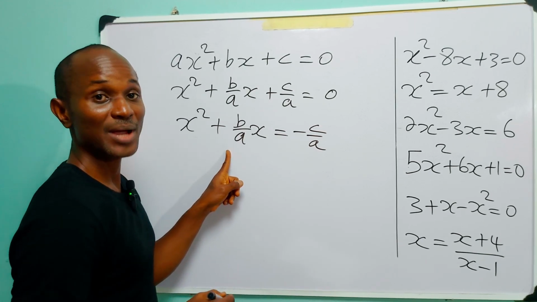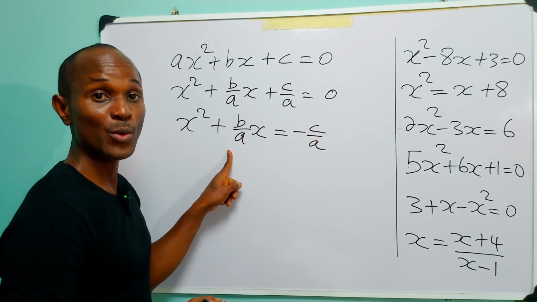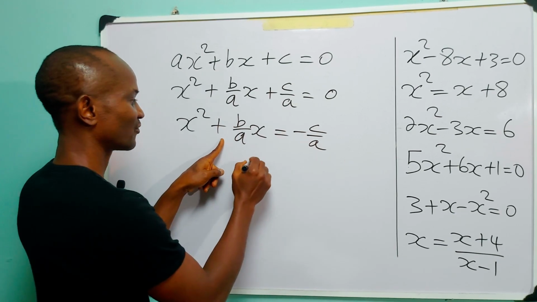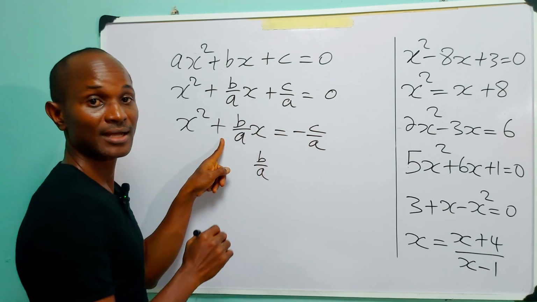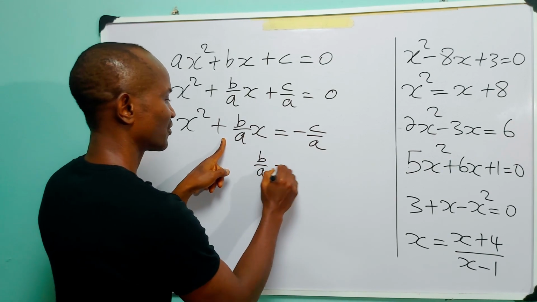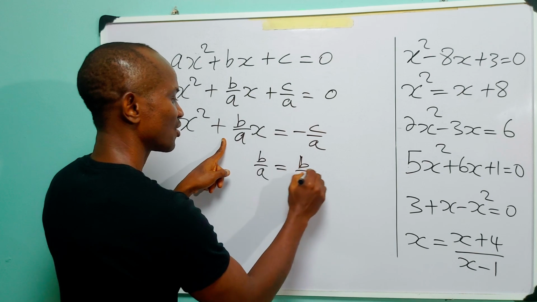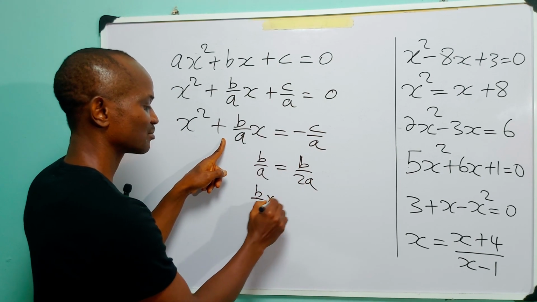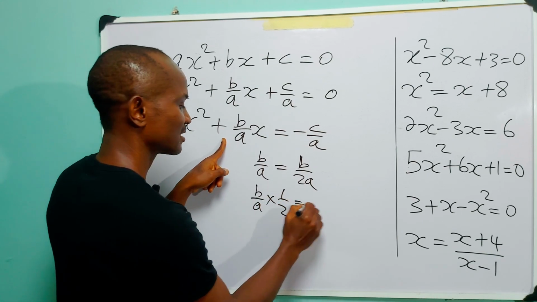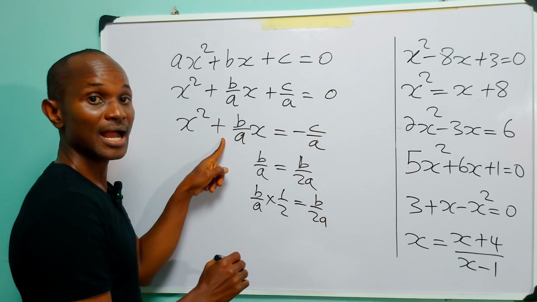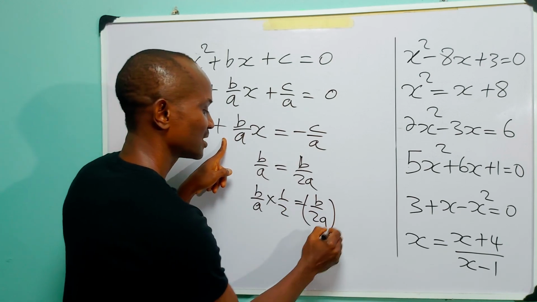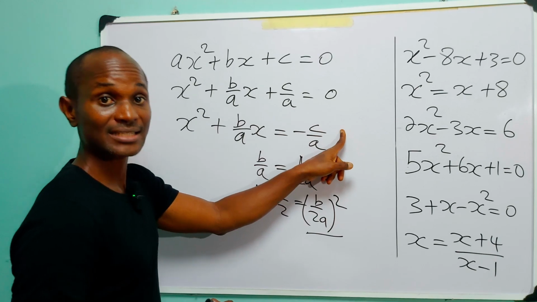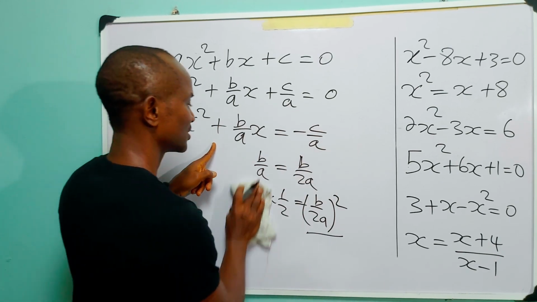Now the next step is to add the square of half the coefficient of x to both sides of this equation. Now what is the coefficient of x? It is b over a. And what is half of it? Half of it is equal to b over 2a, because b over a multiplied by half is equal to b over 2a. And the square of this is the quantity that we will be adding to both the right-hand side and the left-hand side of this equation.